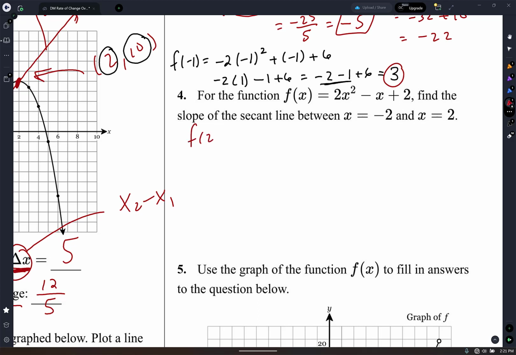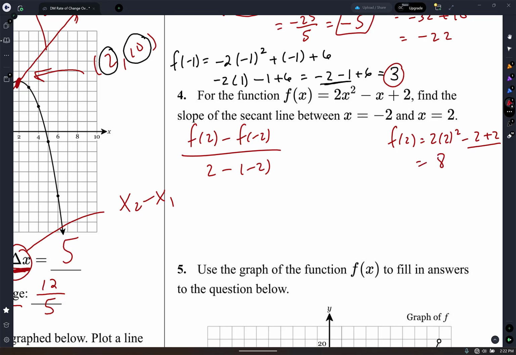All I'm doing is f of 2 minus f of negative 2, all over 2 minus negative 2. They just want the slope. I come to the side and write f of 2 equals 2 times 2 squared minus 2 plus 2. I see those zero out. 2 squared is 4, 4 times 2 is 8, so I see 8.